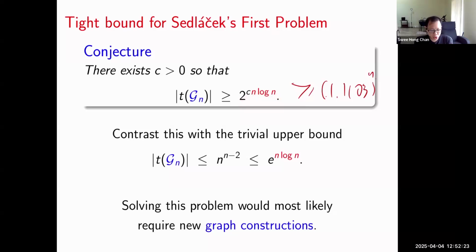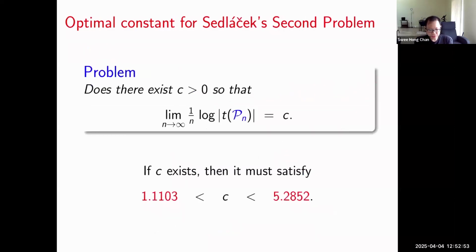The right answer should be 2 to some constant times n log n. Notice that if this is true, then this actually matches the trivial upper bound, which is coming from the KV formula. I strongly believe this result is true, but unfortunately, our method is very much focused on planar graphs, so there's no way our method will work. To solve this problem, we really need a new graph construction. We really need somebody smart to come in and give a new idea. That's the first open problem.